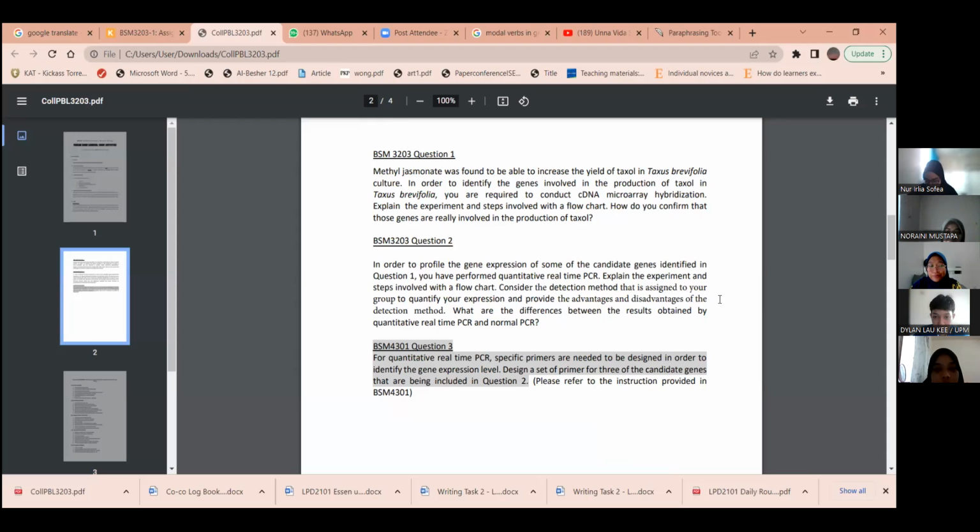And then question number 1, 2 people. Who would like to volunteer? Me, Noraini, I can take question number 1. Okay, Noraini and Kavi. So Noraini, you'll be in charge of the experiment and steps involved. Is it okay? Okay. And then Kavi would be how do we confirm those genes are really involved. Okay.